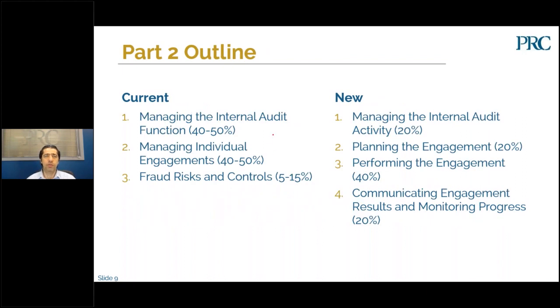So part 2 used to be managing the internal audit, managing the individual engagements, and fraud risks and controls. Now, of course, as we saw, this went to part 1 of the exam. And the new outline will be managing the internal audit activity, planning the engagement. Planning was part of part 1, now it's part 2. Performing the engagement and communicating engagement results and monitoring: 20%, 20%, 40%, and 20%.